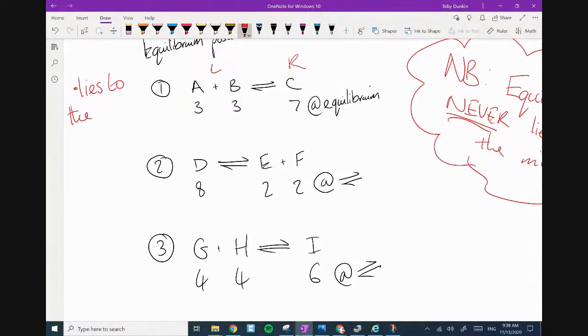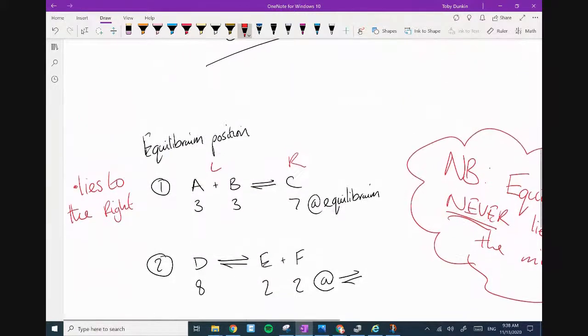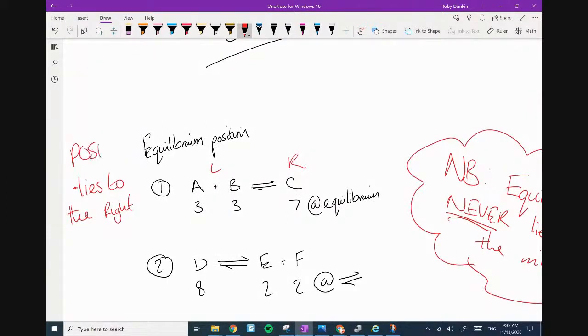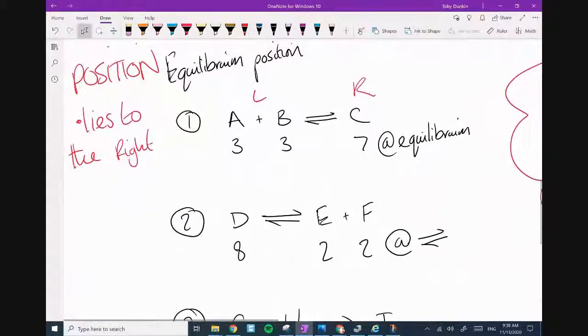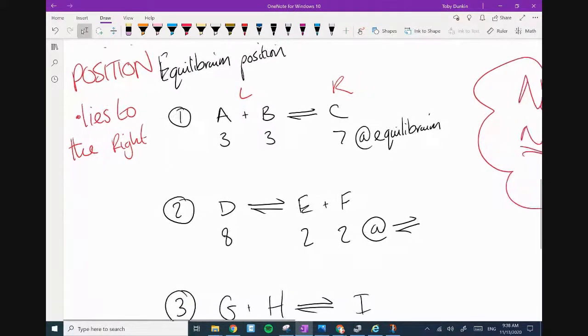So it lies to the right. So this is this idea of position. So its position, I'm going to write over here, position. The position is that it lies to the right. Now I'm going to ask on the chat, Ashley, do you think that's a good thing or a bad thing? Is this a thumbs up or a thumbs down? Is this good or bad?